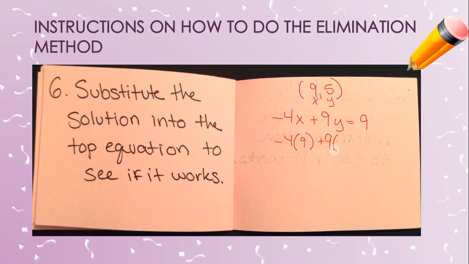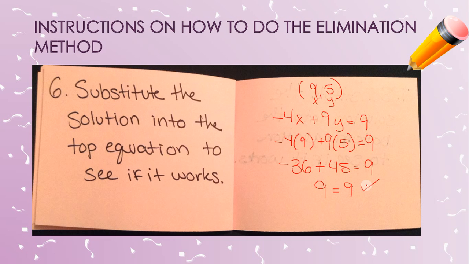There we go, that's a y. My y is 5, that should equal 9. Negative 4 times 9, negative 36. 9 times 5, 45. Negative 36 plus 45, we know that's 9. And 9 does equal 9, so that one checks out there.